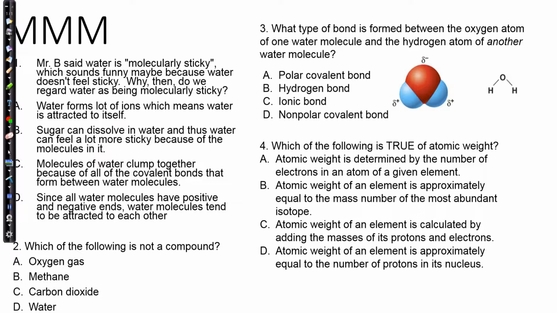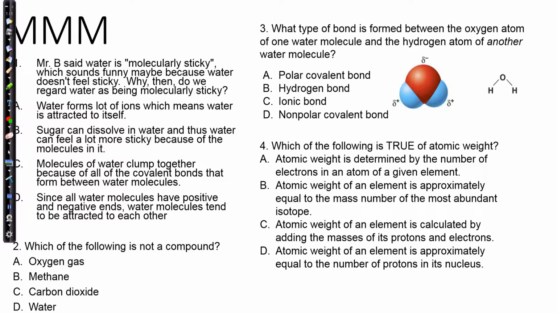Question 2. Which of the following is not a compound? A compound's definition means that it contains more than one kind of element. So methane is CH4, carbon dioxide is CO2, and water is H2O. All of those contain, in this case, just 2 elements. Oxygen gas is formed by oxygen binding to oxygen, so oxygen is not a compound, it's going to be just a straight molecule.